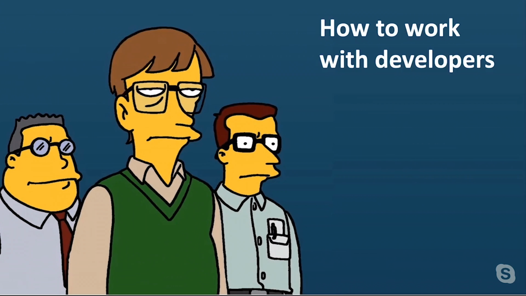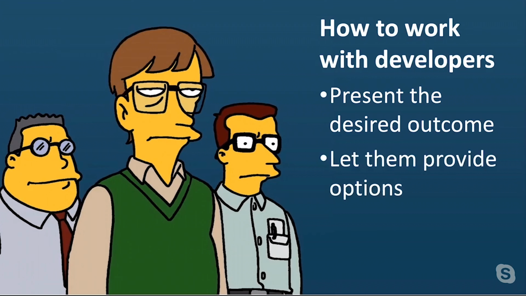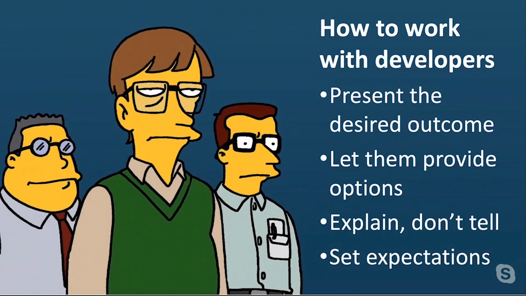So how do we work with developers when JavaScript is involved? Present the desired outcomes. Because no matter what you do, if you say this is what you should do, it's not going to happen. Present what you want the outcome to be. Let them provide the options. Explain, don't tell what you're after, and set expectations.